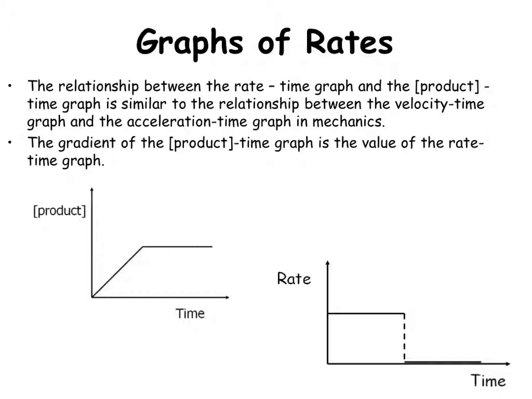The relationship between a rate time graph and a concentration of product versus time graph is similar to velocity time and acceleration time. In other words, if I've got a constant gradient, the concentration of product is increasing at a constant rate, then my rate is constant. When I have got no increase in product, I have got no rate. And so you can actually relate these two graphs to one another.